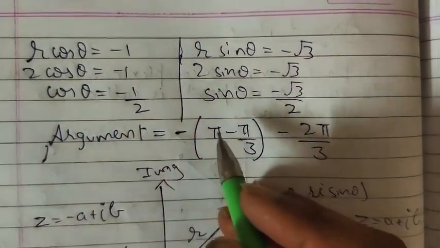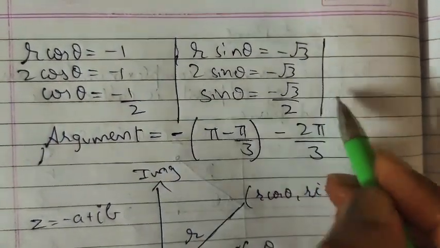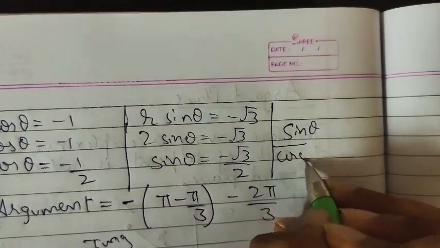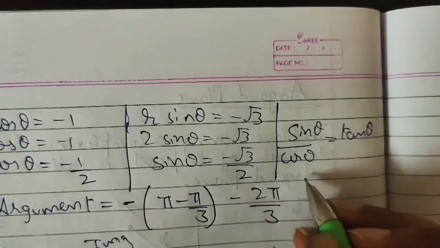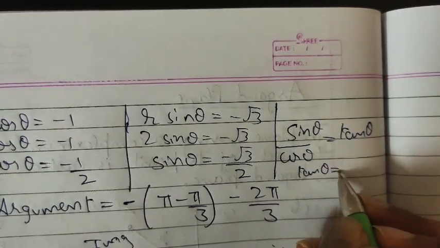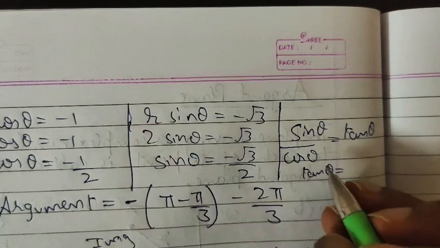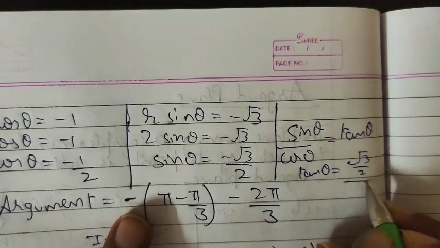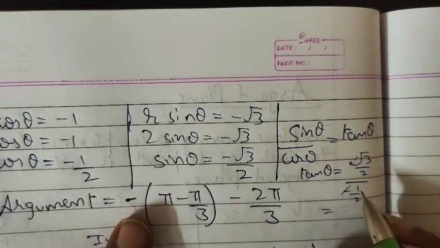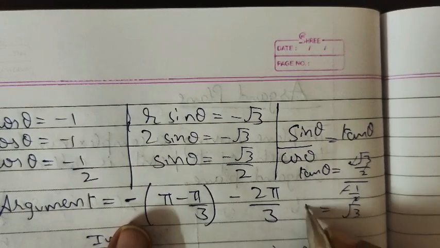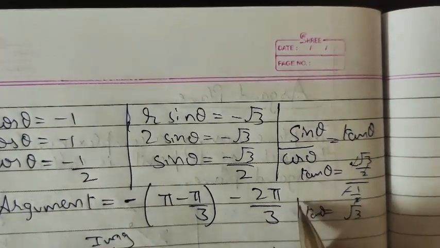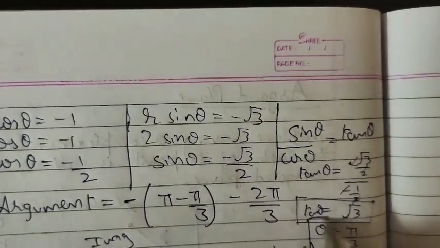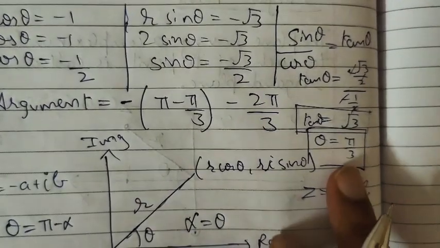Secondly, if we find the value of sin upon cos, sin theta upon cos theta is equal to tan theta. So tan theta will be equal to minus root 3 upon 2 divided by minus 1 by 2. The minus signs cancel, the 2s cancel, so tan theta is root 3. So theta will be equal to pi by 3.